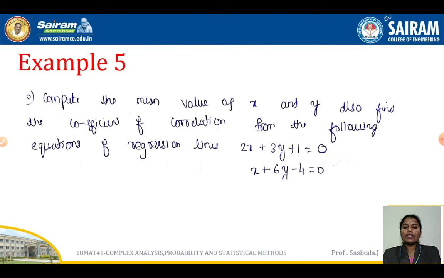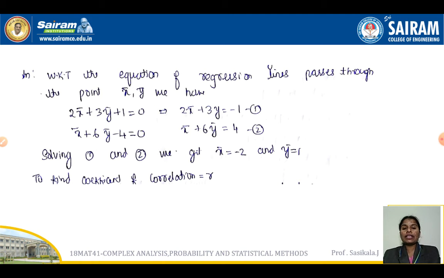Okay. So next example, compute the mean value of x and y and also find the coefficient of correlation from the following equations of regression lines: 2x plus 3y plus 1 is equal to 0 and x plus 6y minus 4 is equal to 0. So now what is that? We need to find x bar and y bar. How will we find it? From the regression line equations.